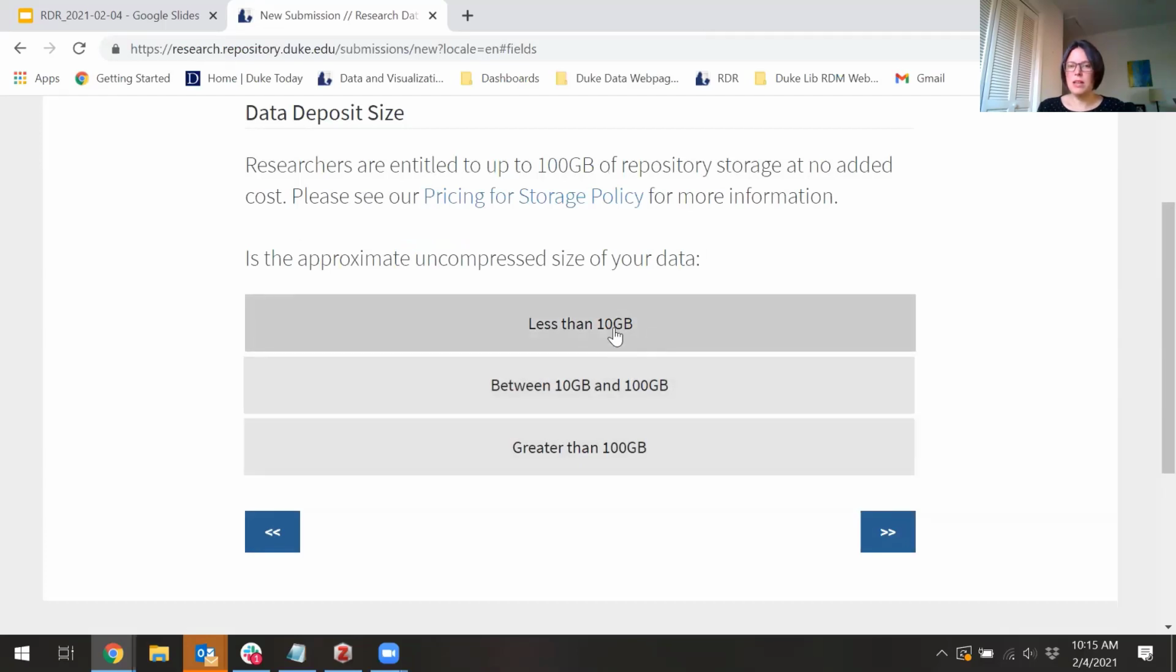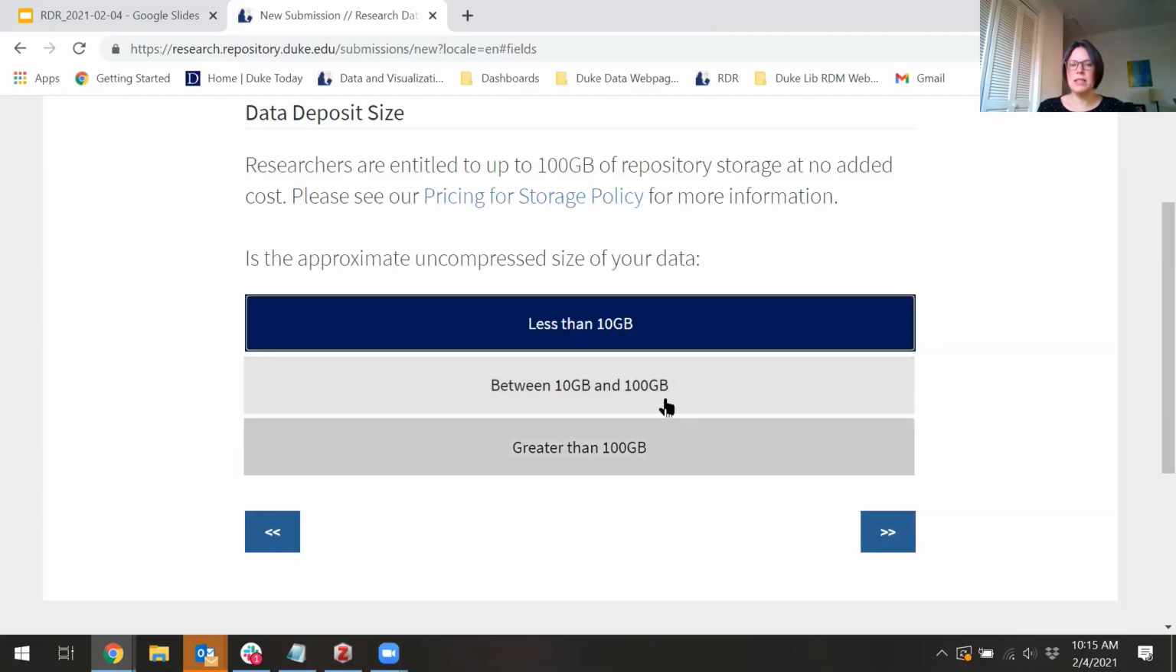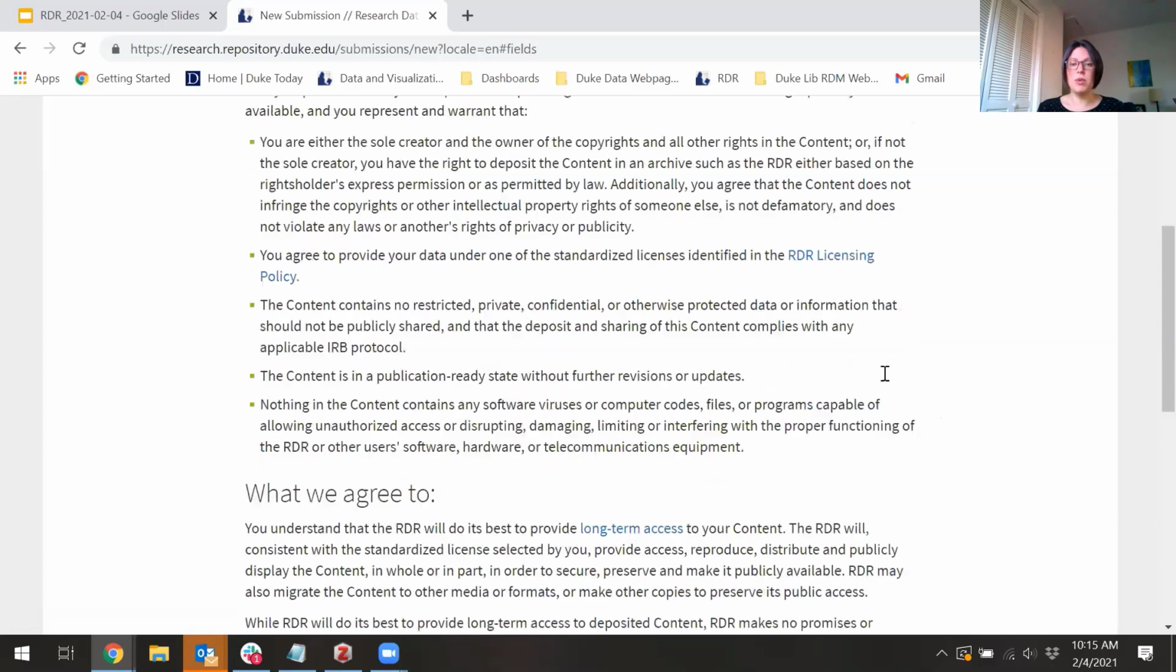I'm also going to say my data is very small, so I'm going to say less than 10 gigs. There are some new workflows that Maura is going to talk a little bit about that support larger scale data, between 10 gigs and greater than 100 gigs. We have a data deposit agreement.